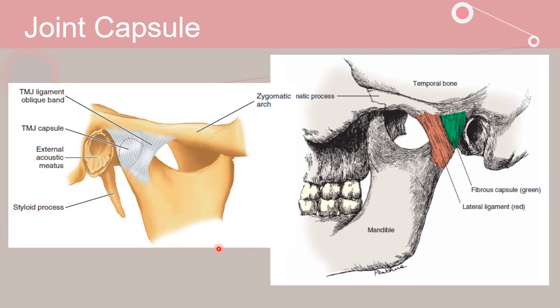The outer layer of the capsule is the one that contains veins, nerves, and collagen fibers. The joint capsule is also considered one of the mandibular ligaments that are accessory to the TMJ. It is also referred to as the capsular ligament.